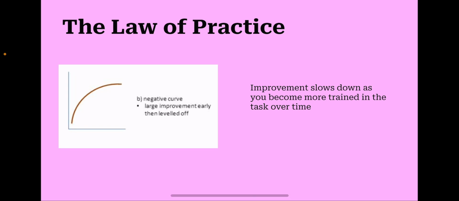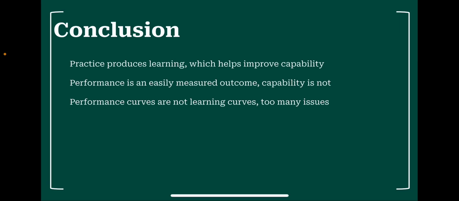Additionally, the law of practice states that the more time you take training something, the fewer gains you get over time, and this could skew a performance curve, which would also skew data, explaining why you can't always make performance equate to learning. So to conclude, practice produces learning, which helps improve capability.